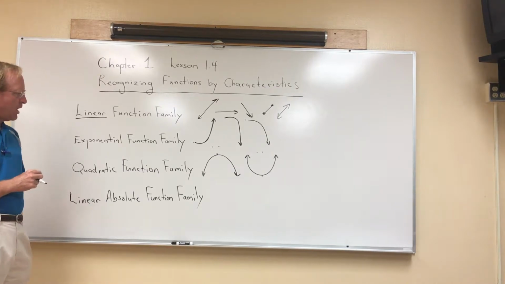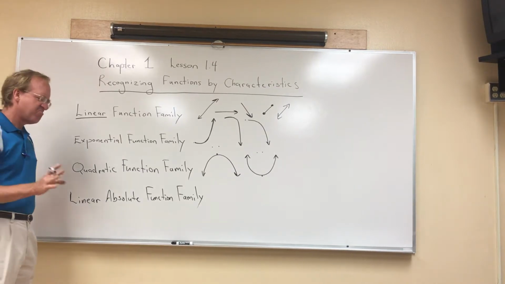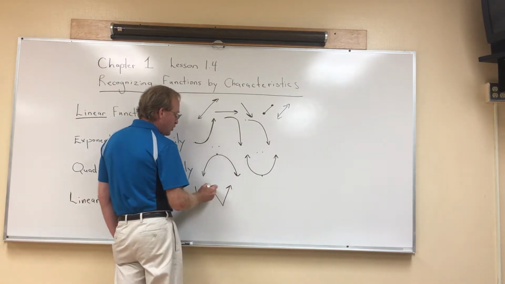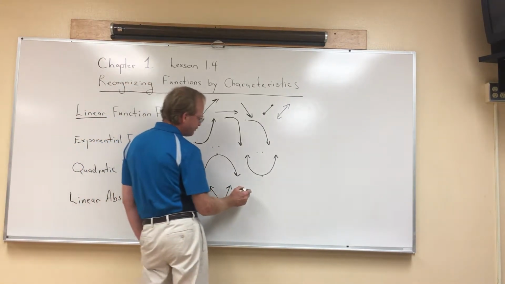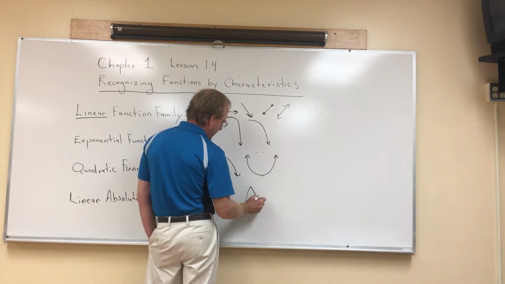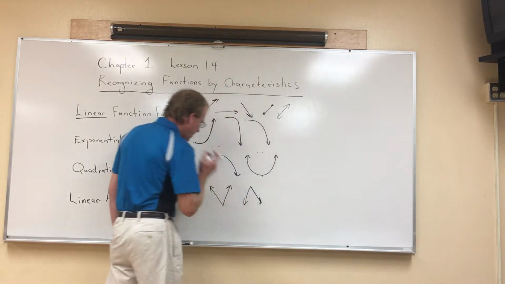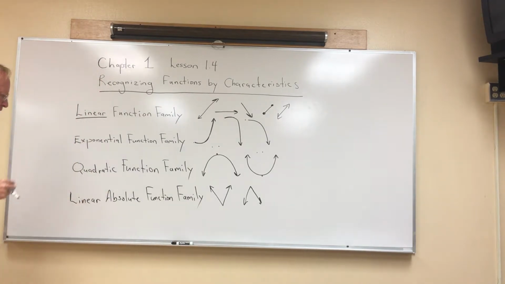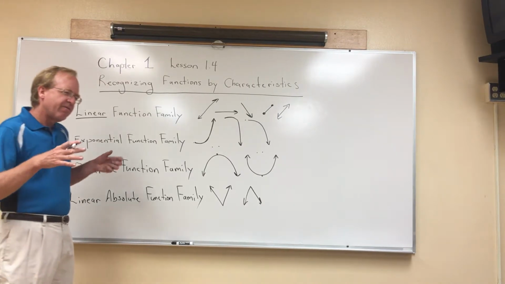All right? Now, a linear absolute value function, piece of cake. If you see a V, 2 straight lines, and it can be going up or down, victory or upside down, you know you got yourself a linear absolute function.